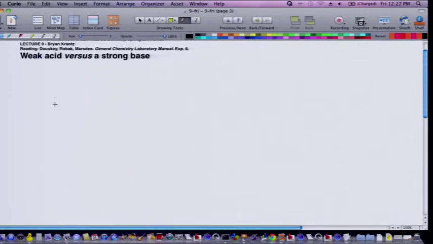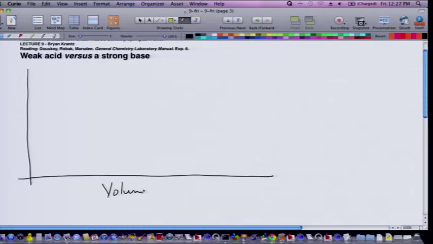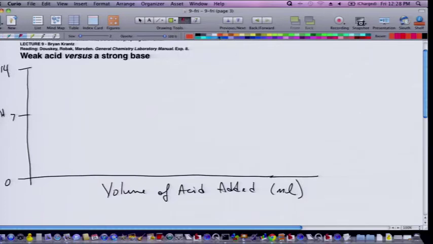So now I'll try weak acid versus a strong base. Same kind of graph. Probably could put those both on the same page, but volume of acid added versus pH again. And here's our curve. So we're using a weak acid now, and we have something like, say, sodium hydroxide in there as a strong base. So we're going to start out at high pH, okay, around 14.